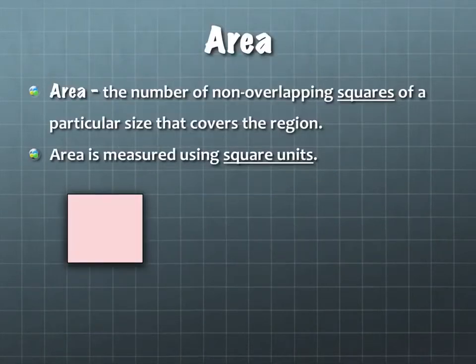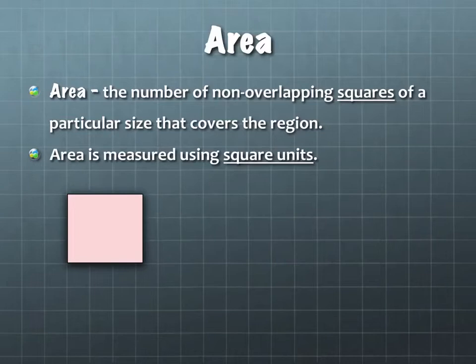And we're going to define the area as the number of non-overlapping squares of a particular size that cover a region. So kind of imagine our tessellating, tiling kind of things. We've got a specific size of a square and it's covering a region. Because we are measuring in squares, our units are square units. That's why that happens, because we're measuring it in squares.